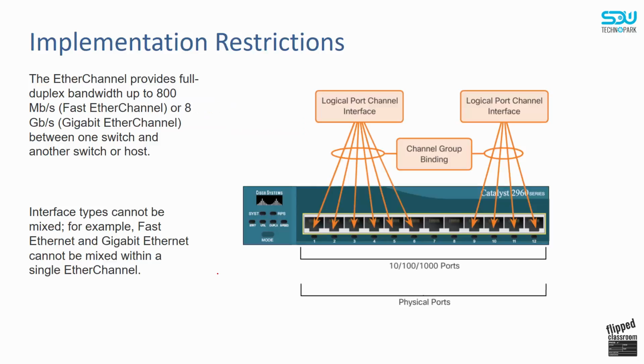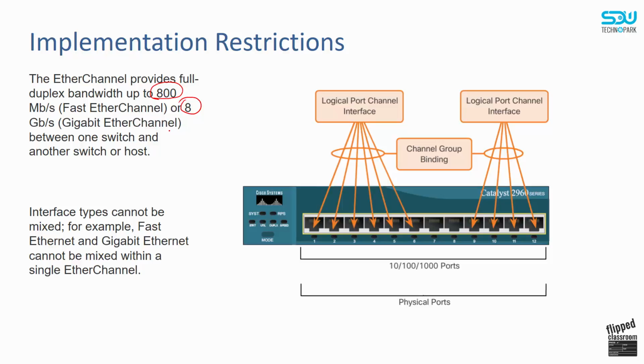Now, some restrictions of using the EtherChannel. EtherChannel provides you the ability to connect up to 8 links between each other, so if you use full duplex 100 megabits per second, 8 links, then you will have 800 megabits per second of total speed. And in case you are connecting 1 gigabit links, you can connect 8 of them, and then you will have 8 gigabits per second. This is the limit, the restriction of the EtherChannel.